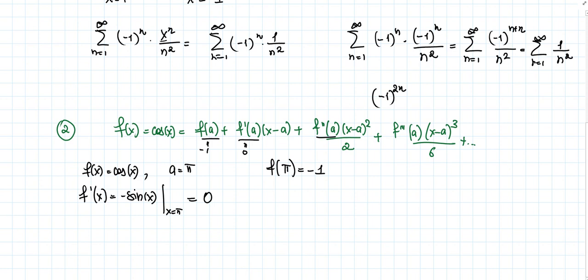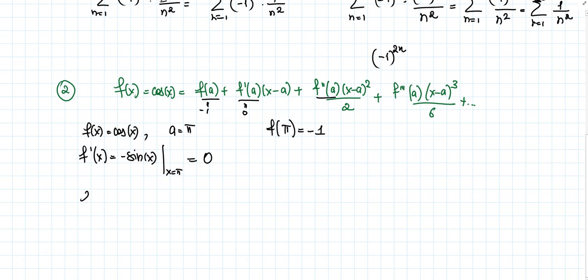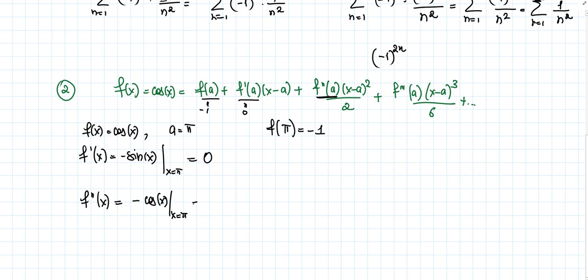And in order to find this term, we need to take the second derivative of this function. The second derivative of this function is going to be equal to minus cosine of x. When we evaluate this when x is equal to pi, do you understand why we're evaluating this when x is equal to pi, right? Because here we need to put not f double prime of 0. We need to put f double prime of a, where a is equal to pi. So this is going to be equal to plus 1, right? Because cosine of pi is minus 1. And f triple prime of x is going to be equal to minus, or plus, sine of x. When x is equal to pi, it's going to be equal to 0 again.